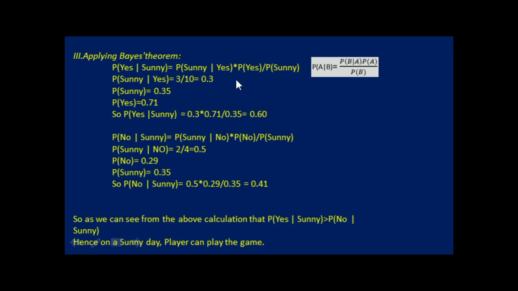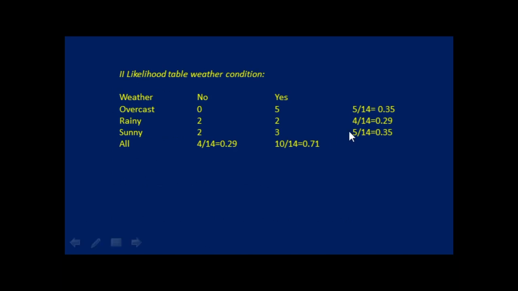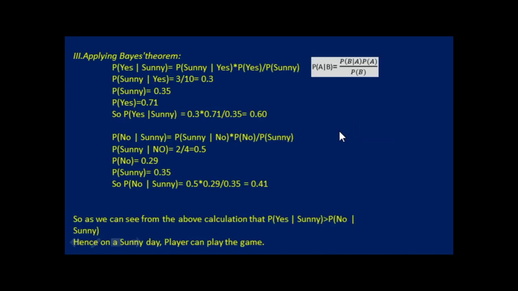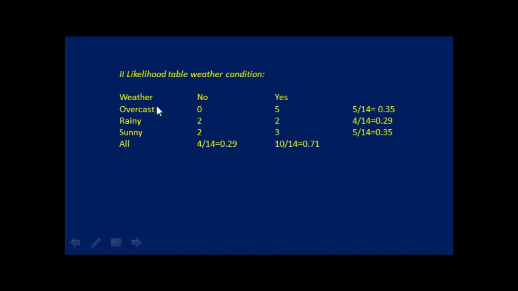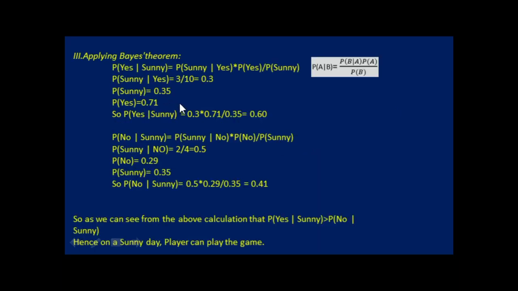P of sunny is equal to 0.35, from the previous. See here, P of sunny is equal to 0.35. P of yes, see the probability, is 0.71. So P of sunny given yes into P of yes, divided by P of sunny: 0.3 into 0.71, where 0.71 is P of yes and 0.35 is P of sunny. So the posterior is 0.60 for P of yes given sunny.